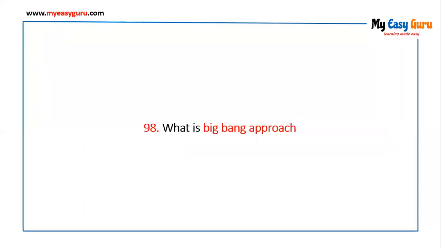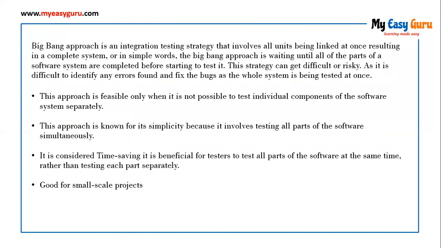What is Big Bang approach? So the Big Bang approach is an integration testing strategy that involves all units being linked at once, resulting in a complete system. So in simple words, we can say that this approach is waiting until all of the parts of a software system are completed before starting to test it. This strategy can get difficult or risky.